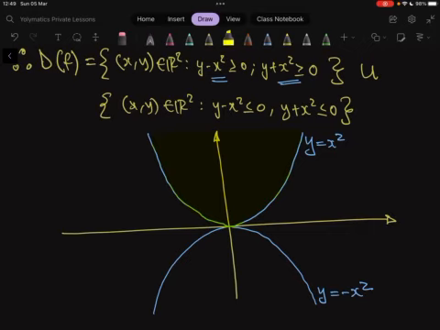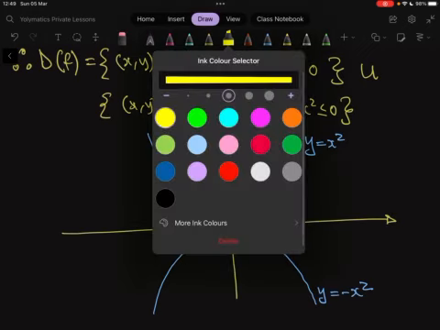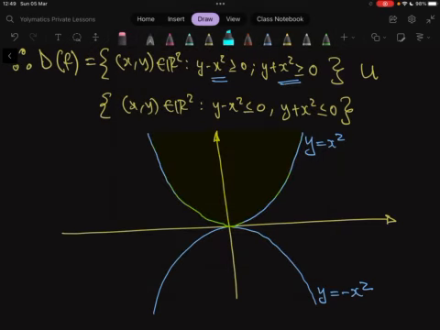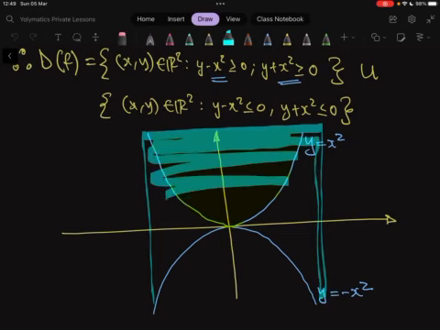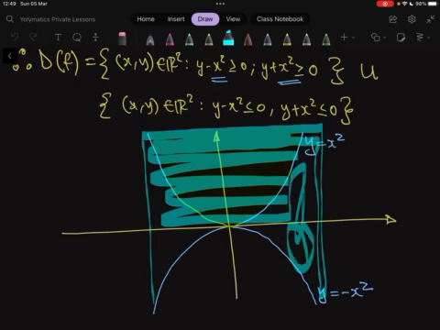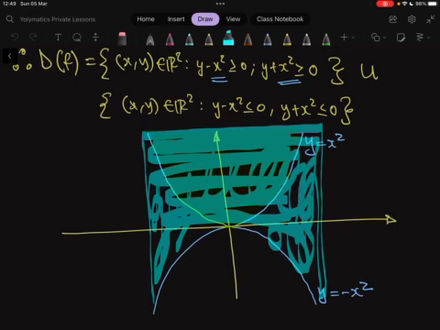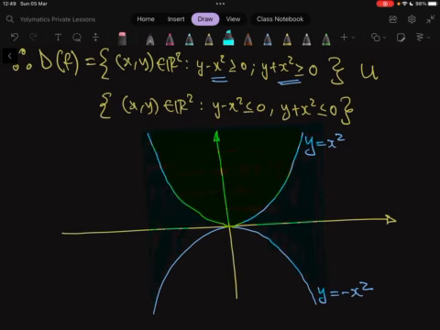Then the next thing that we want is to look at the region that satisfies the second inequality. So we want the region which satisfies y plus x squared is greater than 0. Now if you look at this other region that they are referring to, the region that we are talking about is the whole region that is outside and above this curve. So it is that whole thing here, here, here.